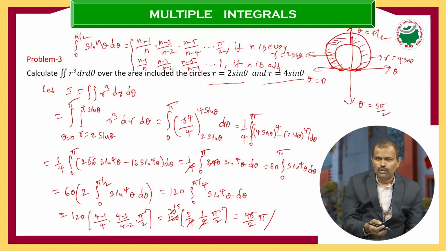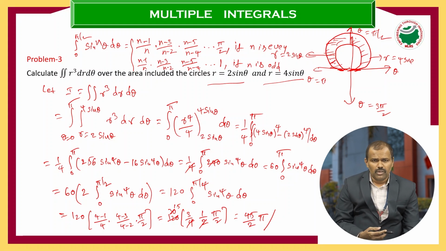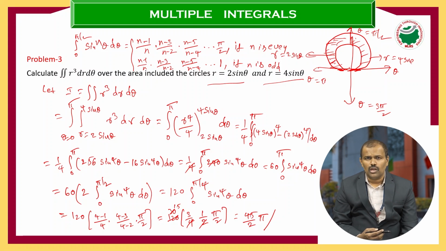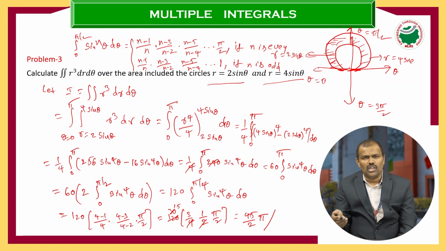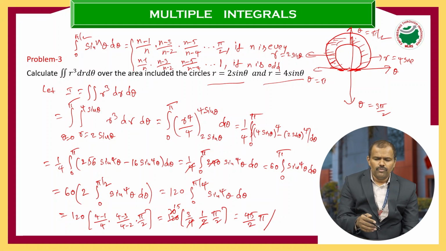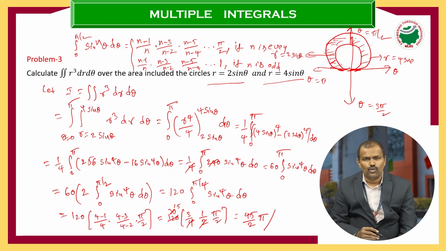As usual, the simple formula is the integral of r power n, that is r power n plus 1 by n plus 1. So r cubed gives r power 4 by 4. When I substitute upper minus lower limits, the upper limit is 4 sin theta, the lower limit is 2 sin theta. 4 power 4 sin power 4 theta minus 2 power 4 sin power 4 theta. 4 power 4 is 256 minus 2 power 4 is 16, with sin power 4 theta common. So 256 minus 16 is 240 sin power 4 theta. The 4 in 240, 60 times cancels, into sin power 4 theta.